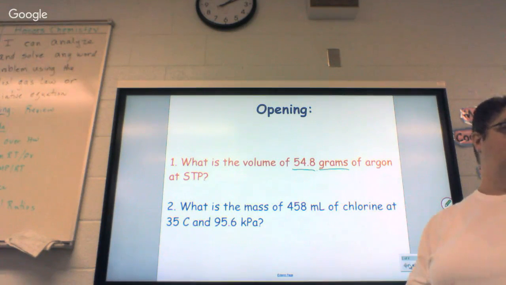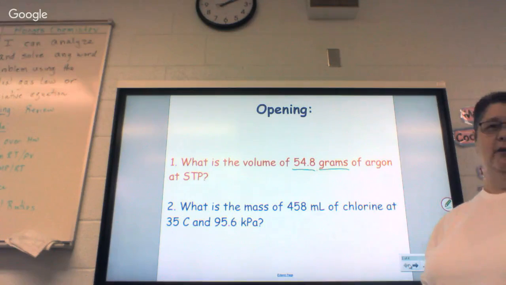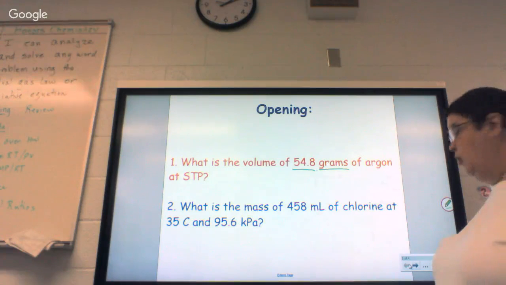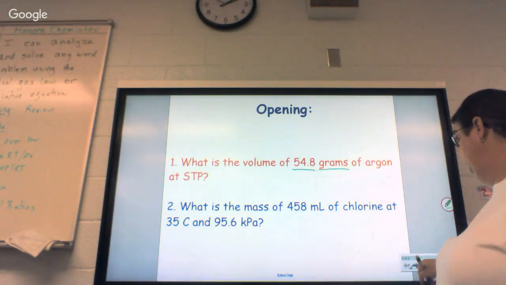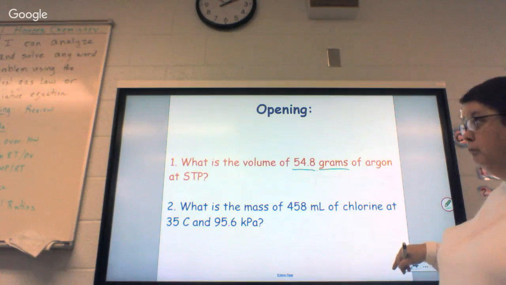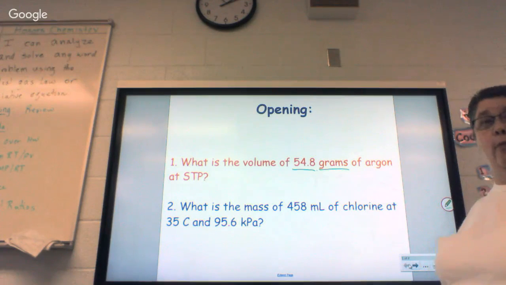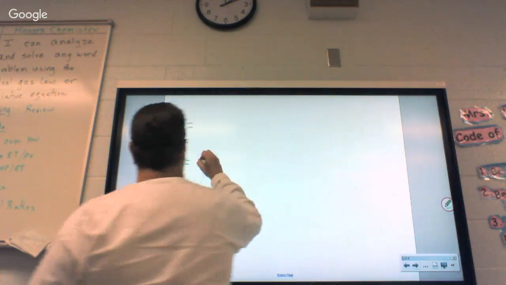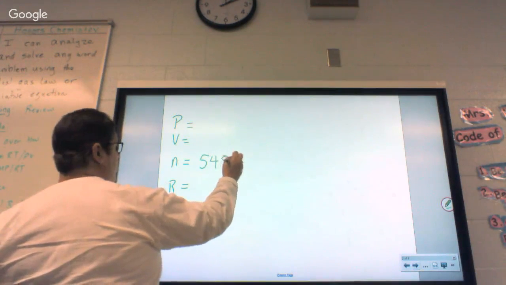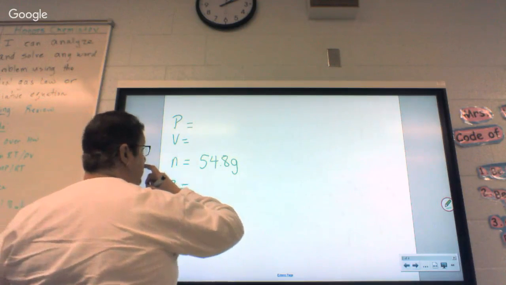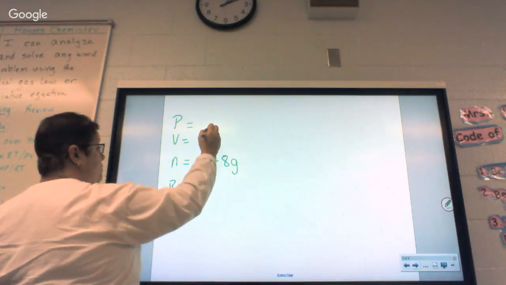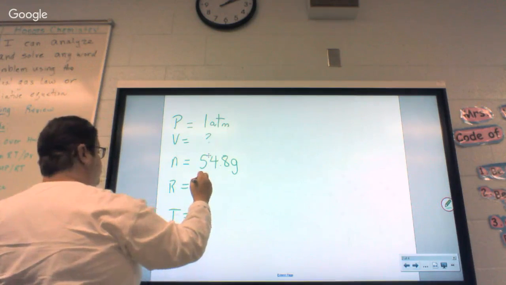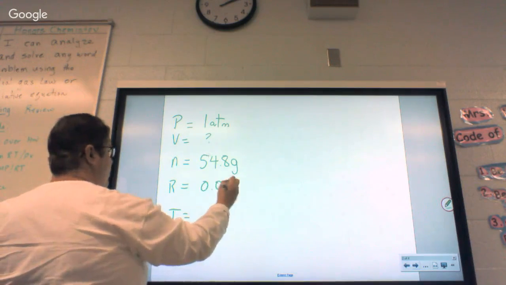I know there's not many of us compared to my other classes, so come on, y'all know stuff. I said, what do we know? What is the volume? 54.8 is what? N. So 54.8 grams is N. We're looking for what? What's pressure? 1 atm, good. What's bar? Good, and what's temperature?